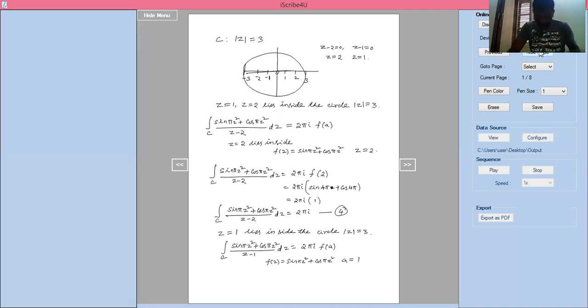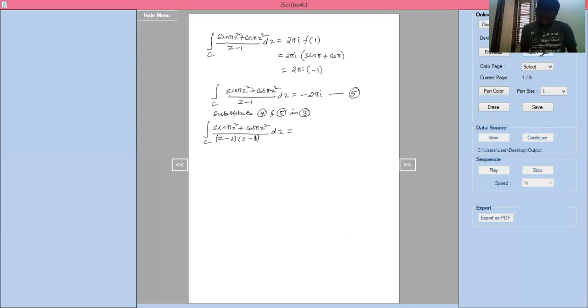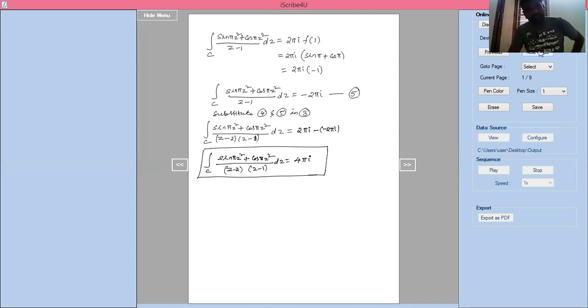First one is 2 pi i minus of minus 2 pi i. Now integration over c of sine pi z square plus cos pi z square divided by z minus 2 into z minus 1 into dz equals 2 pi i plus 2 pi i, which is nothing but 4 pi i, which is the required solution for the given problem, where the contour is modulus of z equal to 3.